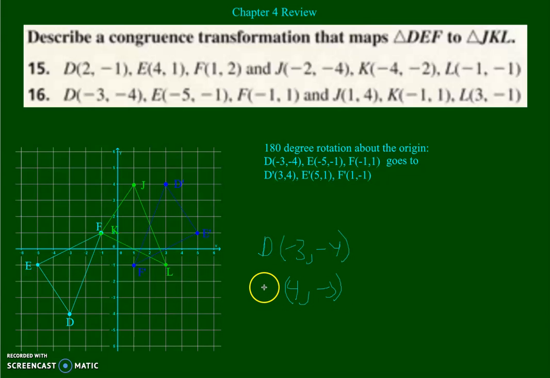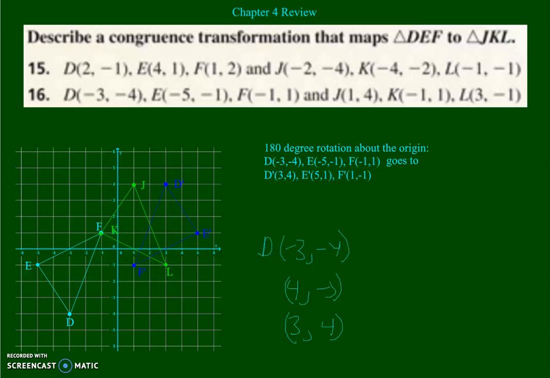That gives us one piece. And then (-y, x) again goes to (3, 4). And that's what we end up with for D prime. The same thing for E prime, E to E prime, and F to F prime. So it's (-y, x), (-y, x). So the first one was a 90 degree rotation counterclockwise. The second, 180 degree rotation counterclockwise.